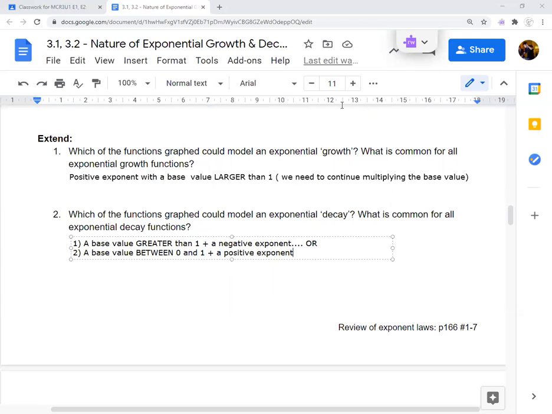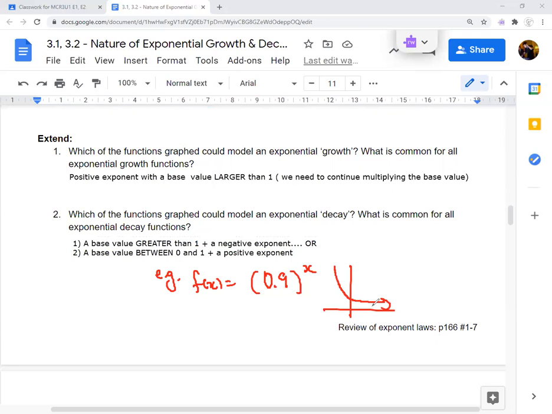An example of that would be something like f(x) = 0.9^x. That would be considered a decrease. It would look like that, just like before. So keep that in mind.